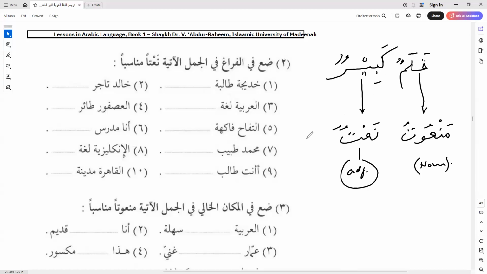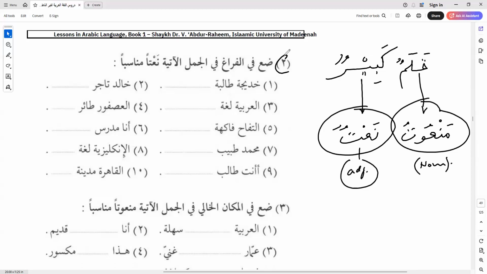So this is the grammar info. You need to know this. Na'at wa man'ut, or man'utun wa na'at. Or if you want, sing with it. Man'utun wa na'at. Two brothers, siblings. So man'utun first and always then na'at. But English is the opposite.